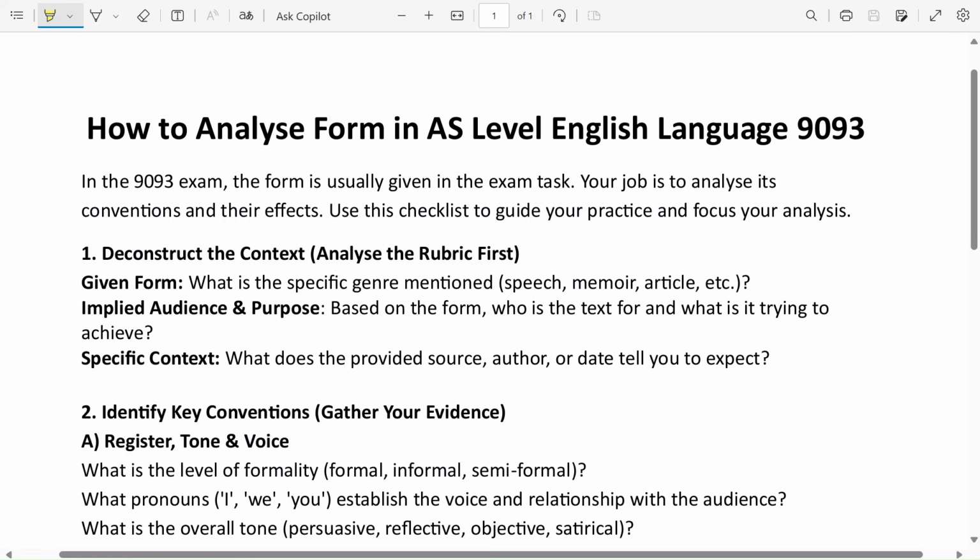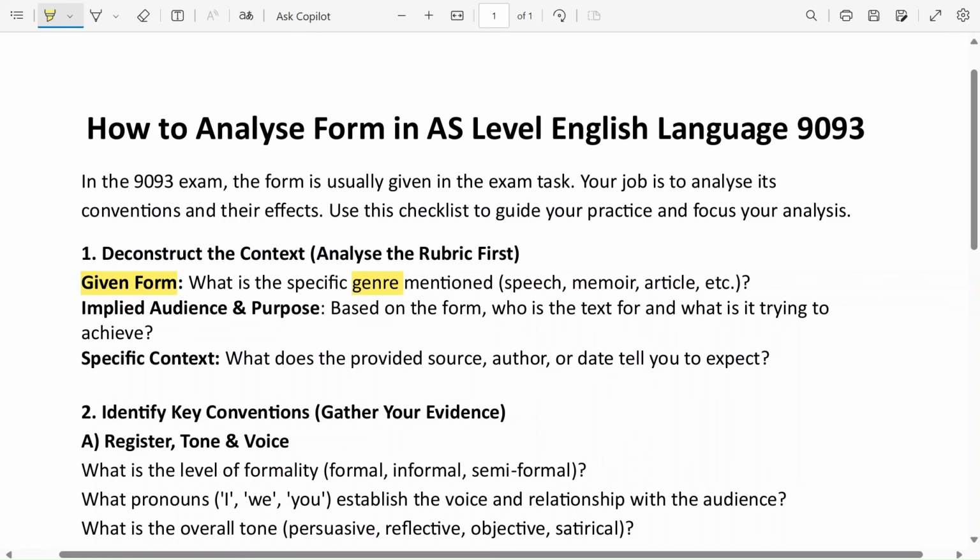First, let's start with deconstructing the context. This is the information that is given in the exam paper. First of all, you need to acknowledge the given form. What form has the exam paper told you this is? State this clearly in your introduction. This sounds obvious, but it sets the stage for your further analysis.